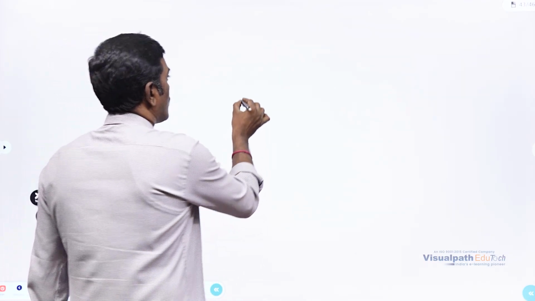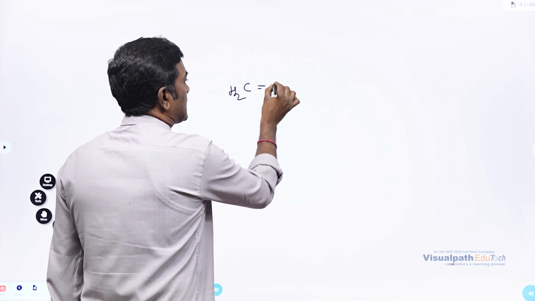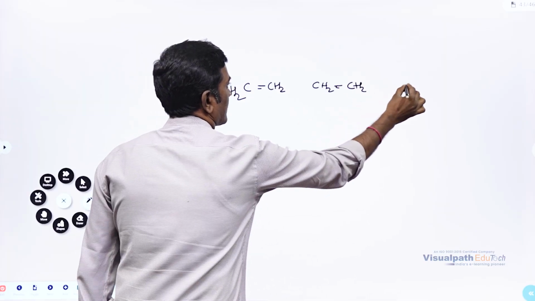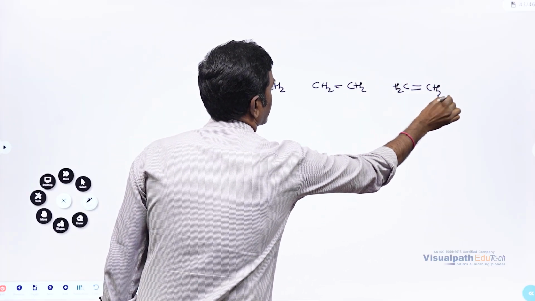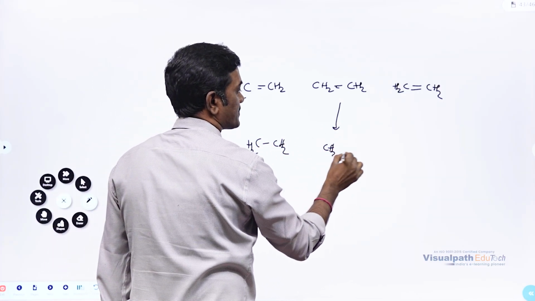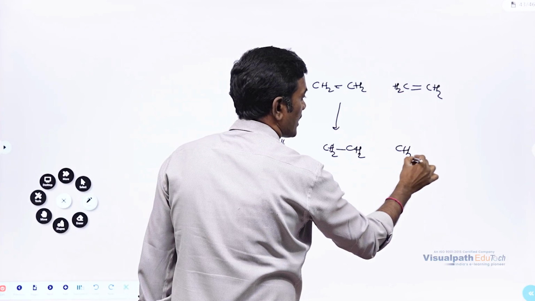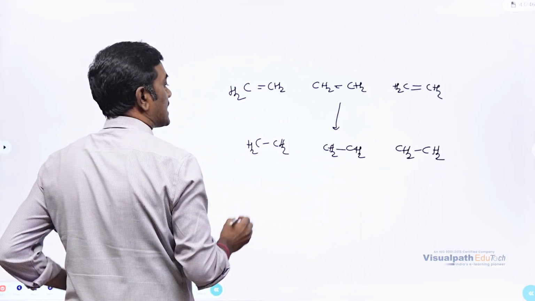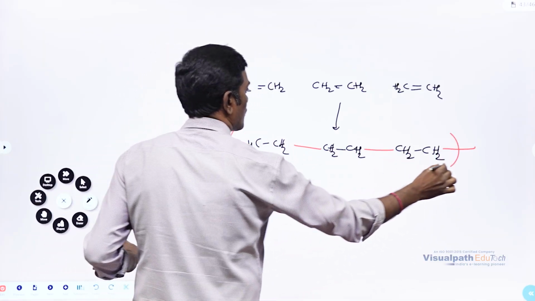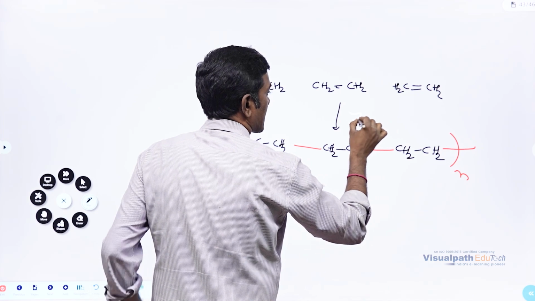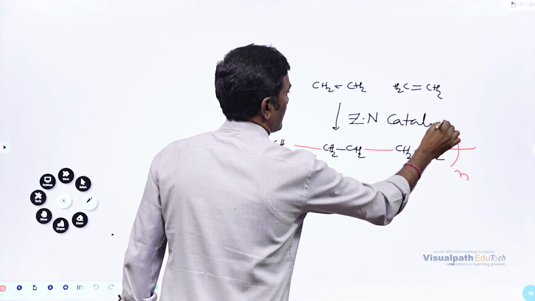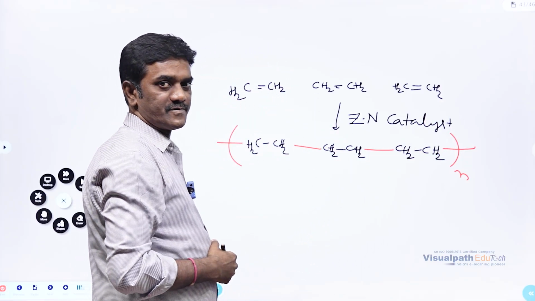For example, if you are looking at the ethylene molecule, if ethylene molecules are combining, imagine I'm taking 3 units here. If these combine, they are going to form a polymer. For this type of polymerization, what is going to be helpful? The Ziegler catalyst is going to be helpful. There is a bond formation between these monomer units to form a polymer. So here the Ziegler catalyst will promote this reaction to happen.